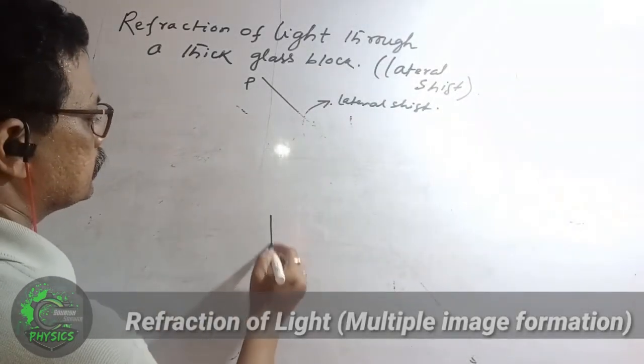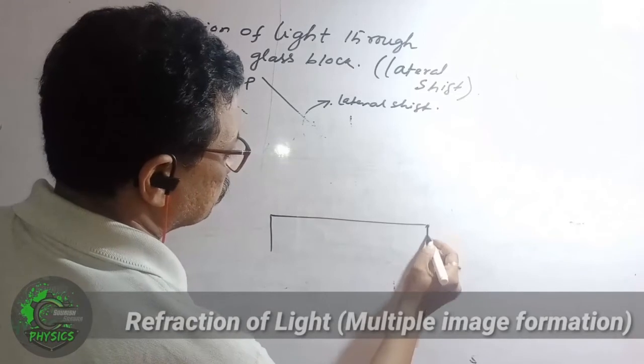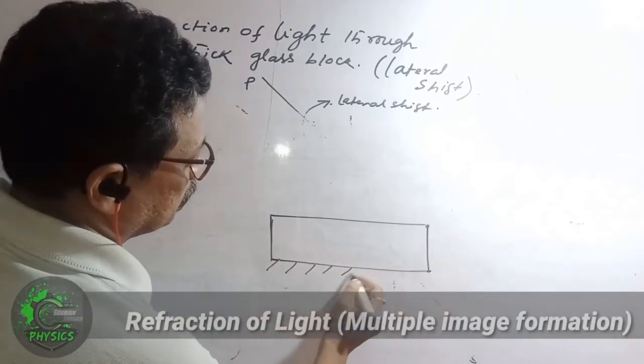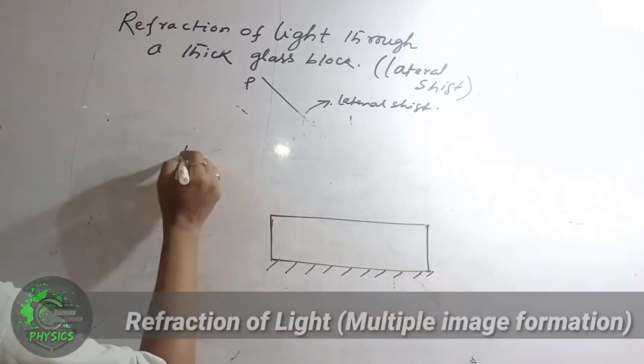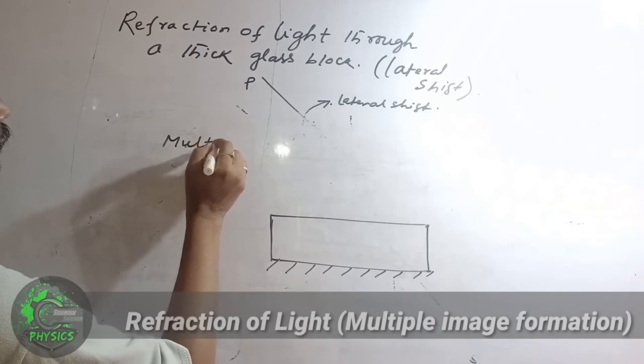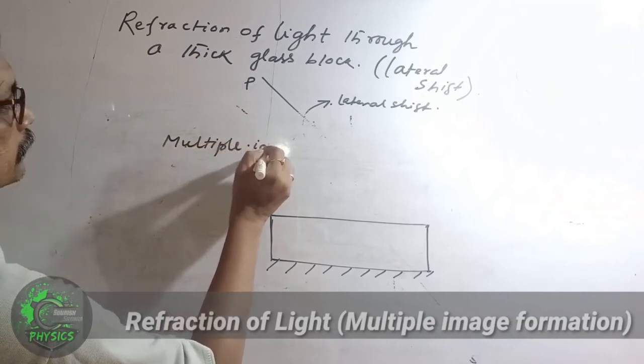Suppose this is a thick plane mirror. This is a thick plane mirror and this is the silvered surface. The concept of multiple images we are going to discuss.